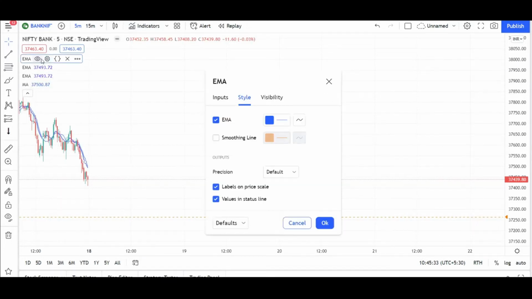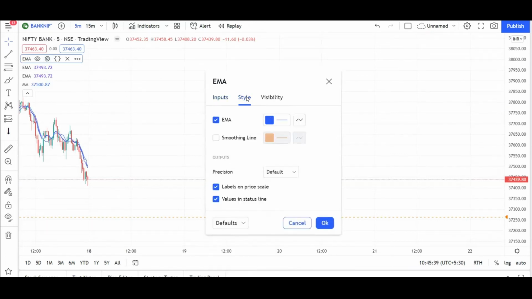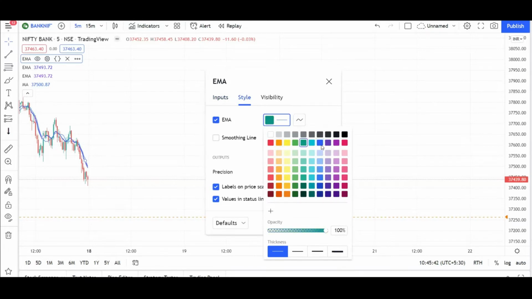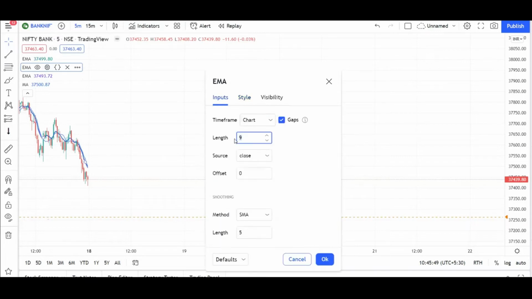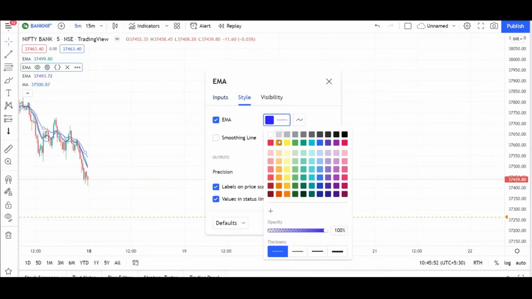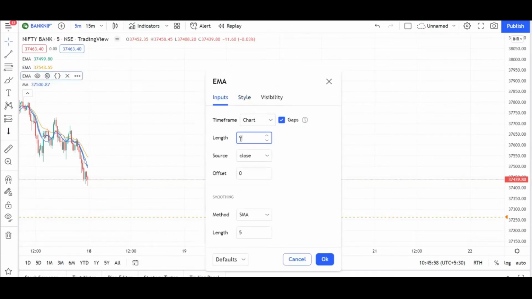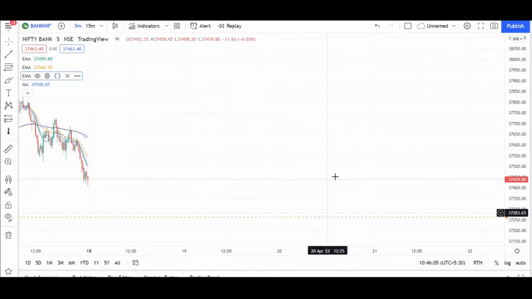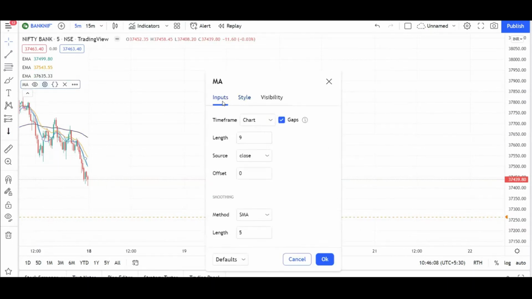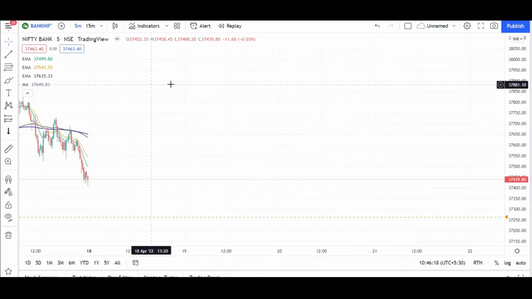First, go to the settings here. We will go to input. We will put the length as 10, change the color to green, and say OK. Then second, we will go to the settings, set 20, change the color to orange, and say OK. Then we will go to another EMA, write 100, put black color on it and say OK. And then this is the simple moving average, so 200, and we will put the purple color and make it a bit thick.